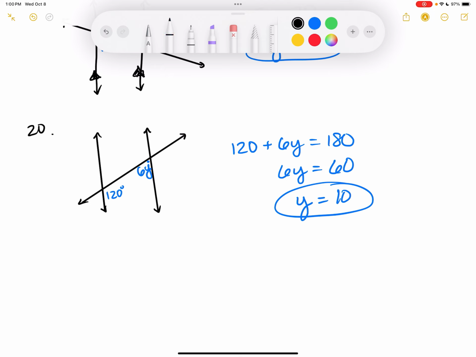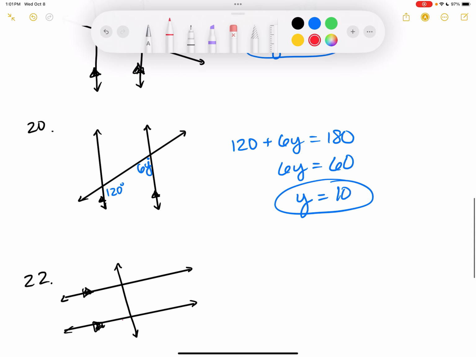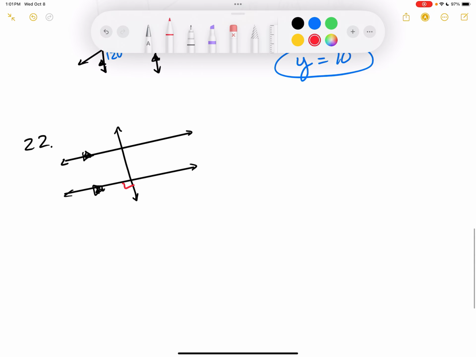This is an interesting one. 22. Lines are going this way this time. No, I didn't draw these on here, but it doesn't really matter. Got this going this way. Sorry, that was way down at the bottom. There we go.